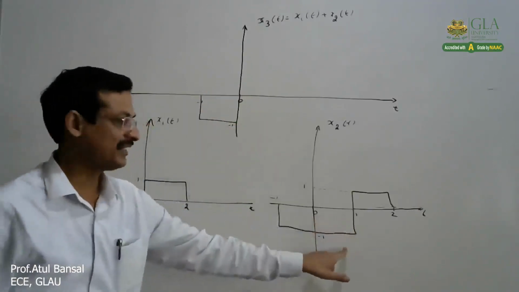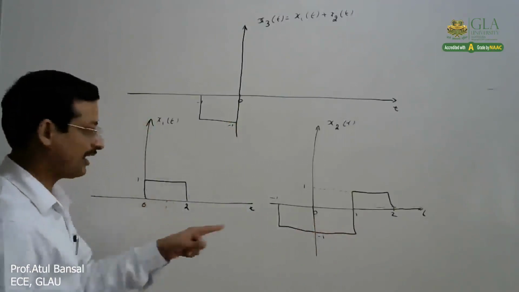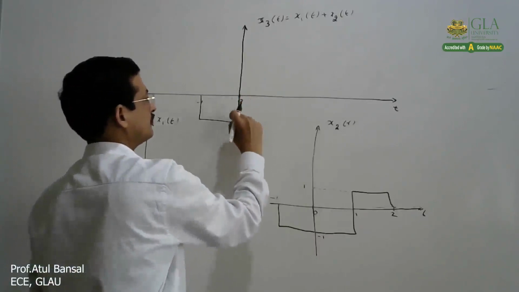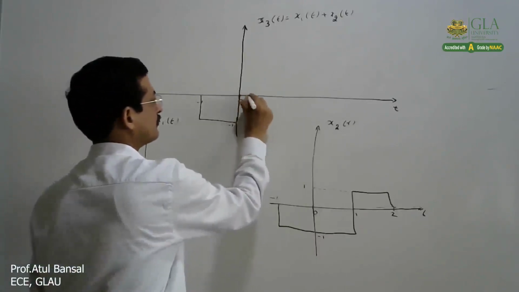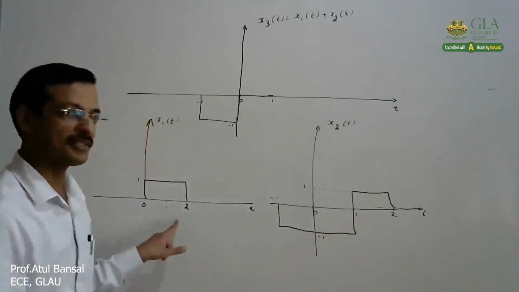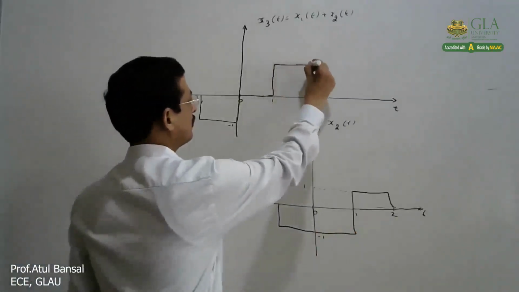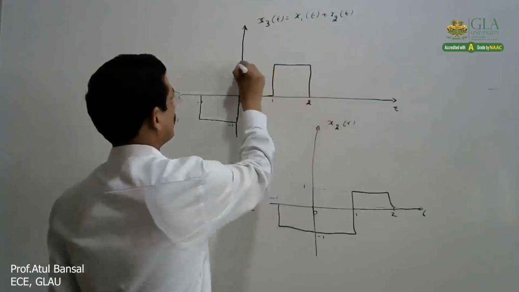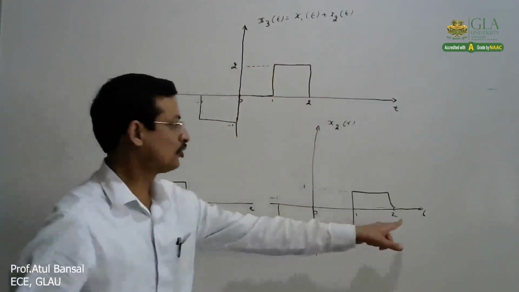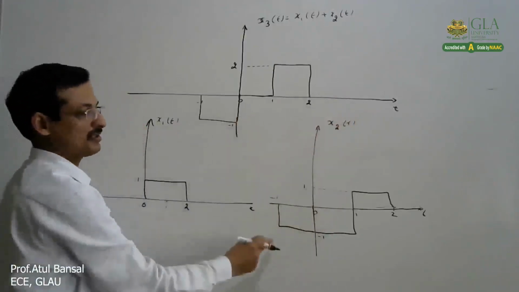From 0 to 1 this is -1, this is 1. So 1 plus -1 will become 0. And from 1 to 2 this is 1, this is also 1. So 1 plus 1 will become 2. And from 2 to infinity, both are 0, so 0 plus 0 will be 0. So this is the new signal. This is the addition of these two.